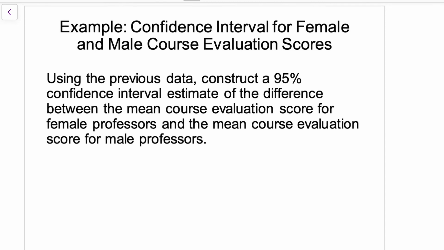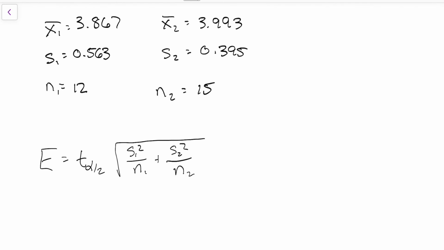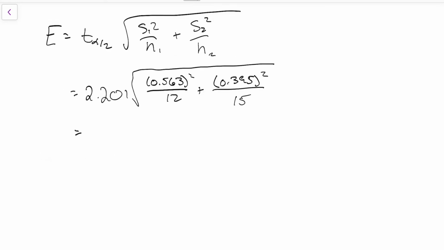Let's use the previous data to construct a 95% confidence interval estimate of the difference between the population mean course evaluation scores. Here are the values from our samples. Our sample mean for the first sample, again, is 3.867, and the sample mean for our second sample is 3.993. Below is our margin of error formula. And if we recall, we computed t sub alpha over 2 to be 2.201. Now we can plug in and compute the margin of error. If we plug the appropriate values in, we should get a margin of error of 0.422.